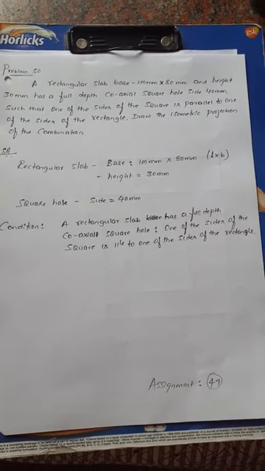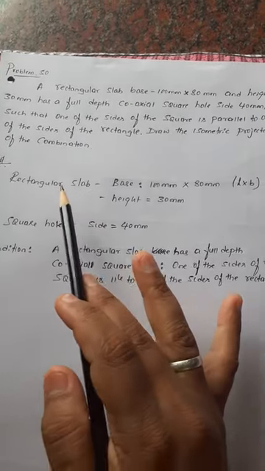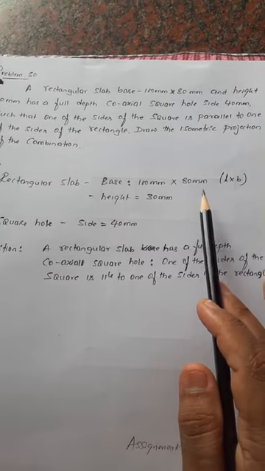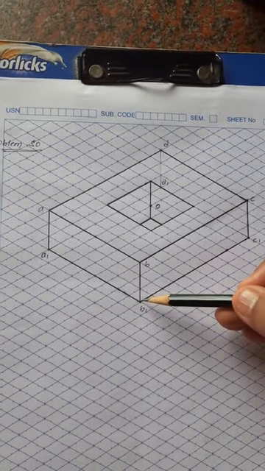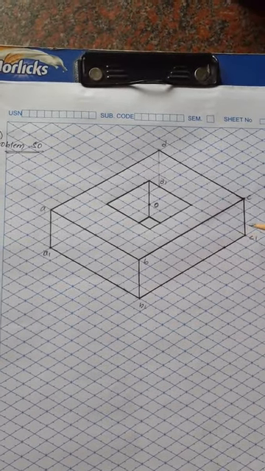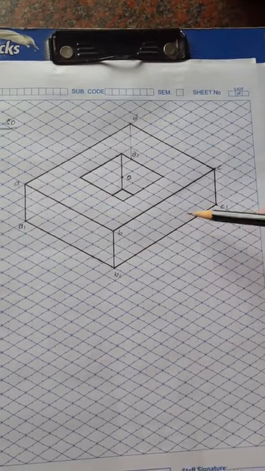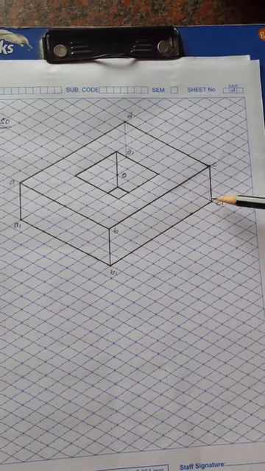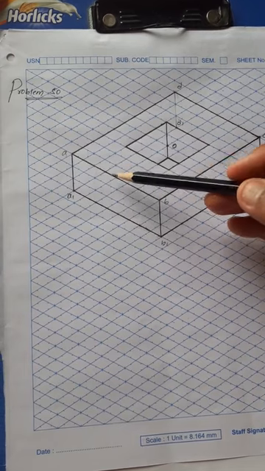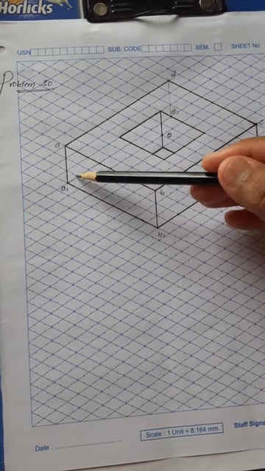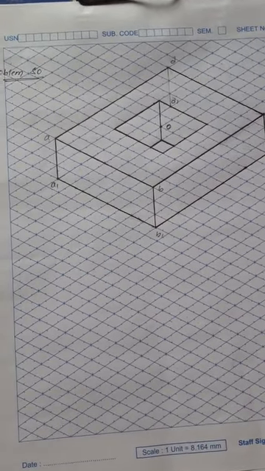Now directly I will go to the ISO sheet. First we will construct a rectangular slab, base 100 mm into 80 mm, height 30 mm. You can see the rectangular slab base: 100 mm in the 30 degree direction. Length is 100 mm, so draw ISO 100 mm. This is 10 blocks. From this point, the width is how much? 80 mm, measure 8 blocks and construct the bottom face of the rectangular slab.